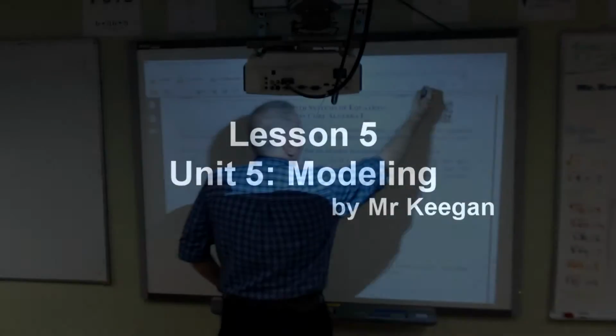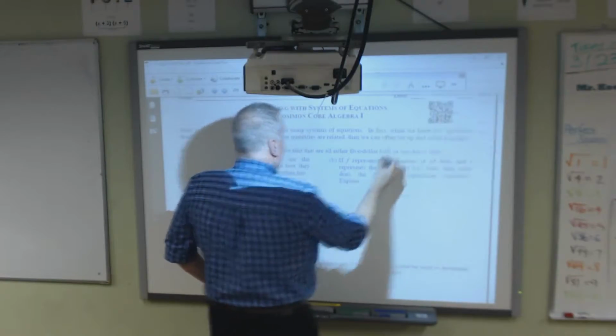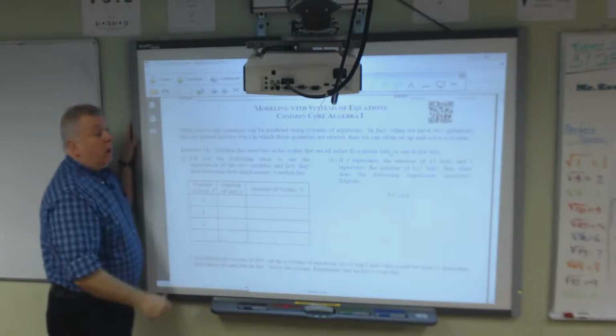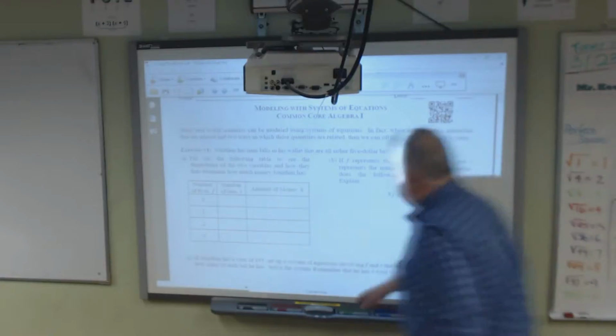Here's an example of a problem that we can solve with a system of equations. We're going to just take a look at it. Let me actually give you these sheets so that you can work along with me.